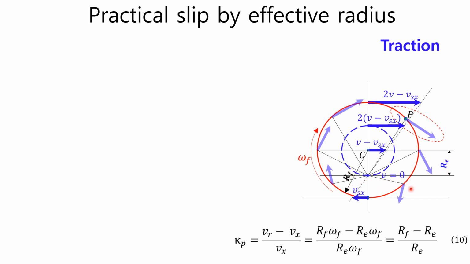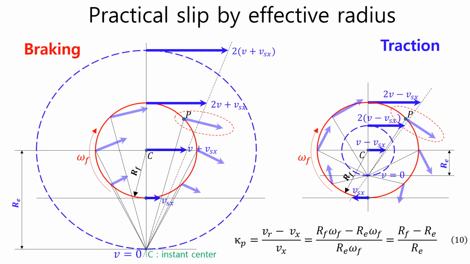Therefore, during traction, the effective rolling radius Re becomes smaller than free rolling radius Rf. Braking and traction are represented together as shown here. The red solid line represents the pre-rolling. During braking, the effective rolling radius increases as a blue dotted line, and during traction, the effective rolling radius decreases as a blue dotted line.